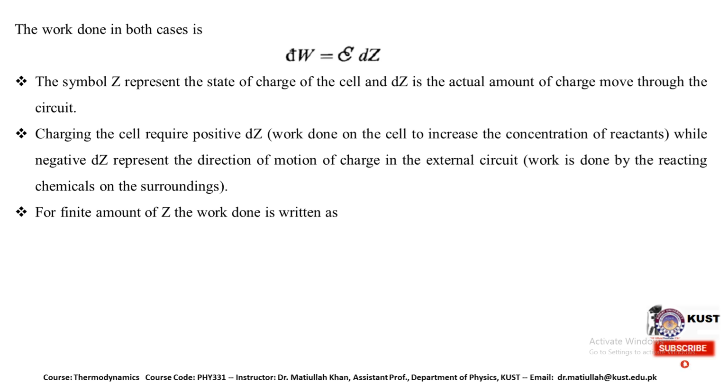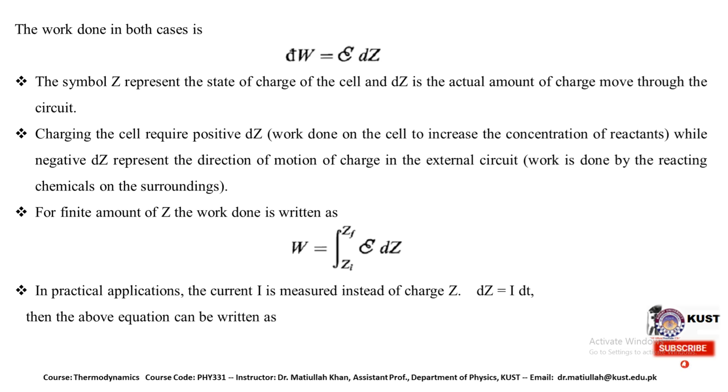So if we calculate the work done for a finite amount of z, if we want to find this charging from initial to final states, then work done will be equal to the integral from zi to zf of epsilon dz. Zi is the initial state of the battery and zf is the final state of the battery. Epsilon is the electromotive force and dz is the infinitesimal amount of charge that is moved through the circuit.